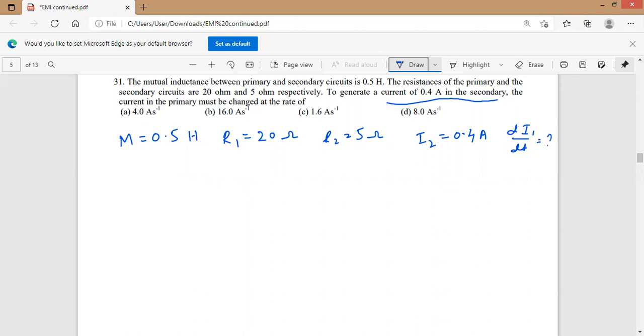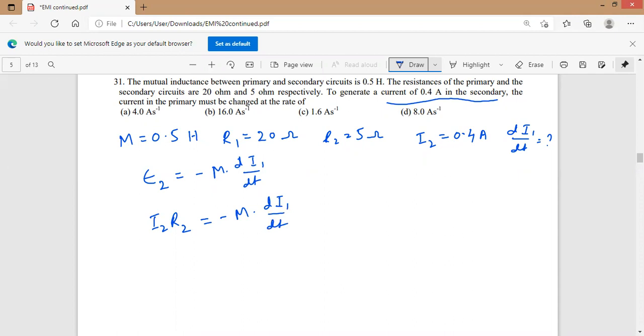Okay. So we know that the EMF induced in the secondary coil is equal to minus M into dI1 by dt, that is the rate of change of current in the primary coil. EMF means what? I2 into R2. EMF is the voltage, it's a product of current into resistance. I2 into R2 is equal to minus M into dI1 by dt.